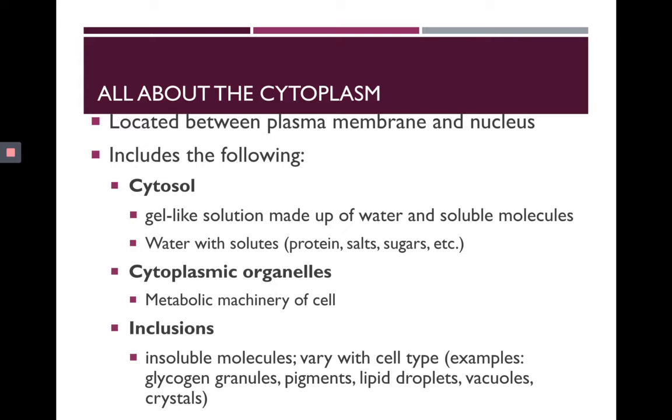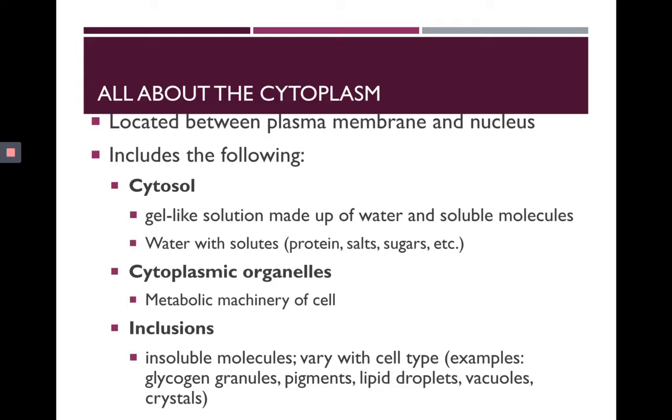But the big stuff that would be in the cytoplasm is the cytoplasmic organelles. And organelles, you should think of those as tiny organs for the cell, just like our organs help us carry out our day-to-day life. The organelles in the cell help them carry out their day-to-day activities. Oftentimes the metabolic machinery of the cell, the functions of the cell, are carried out by these organelles.